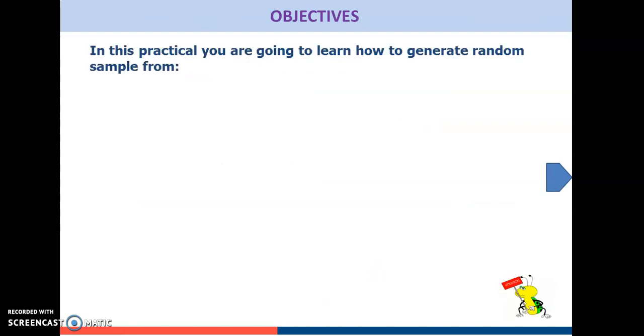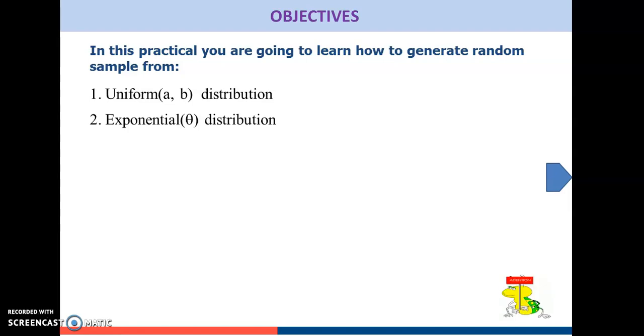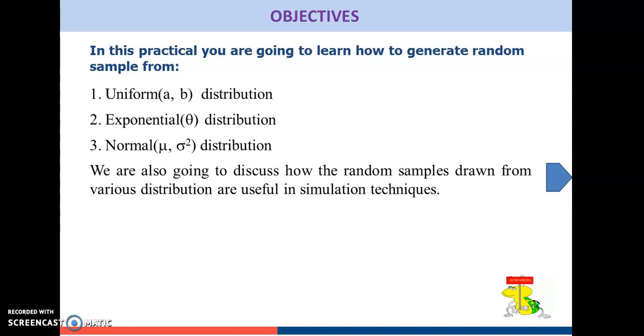So the objectives of this practical are like this. In this practical we are going to discuss how to generate a random sample from continuous uniform distribution over (a, b), exponential distribution with mean theta, and normal distribution with mean mu and variance sigma square. We are also going to discuss how the random samples drawn from various distributions are useful in simulation techniques.